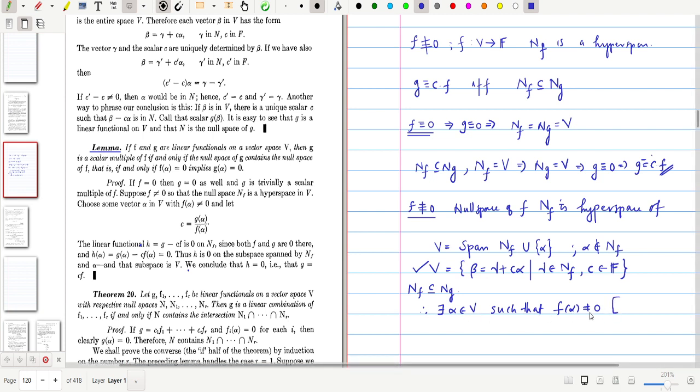What is the consequence of this? f alpha not equal to 0 means alpha is not in Nf. So if you choose any alpha not in Nf, the span of Nf union alpha is always V, because Nf is a hyperspace.